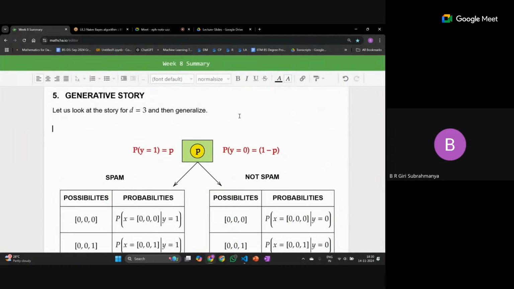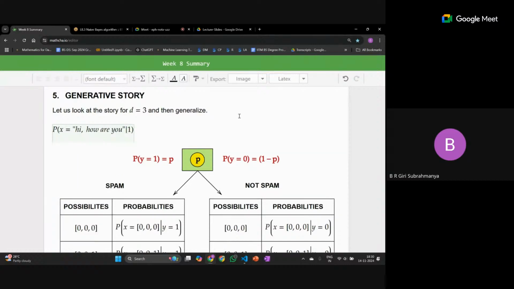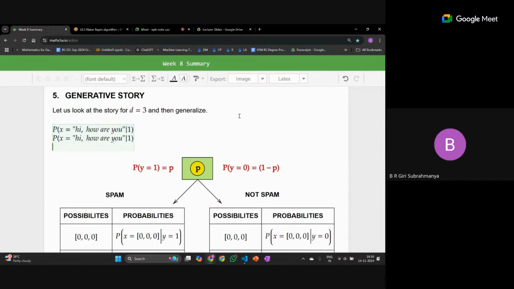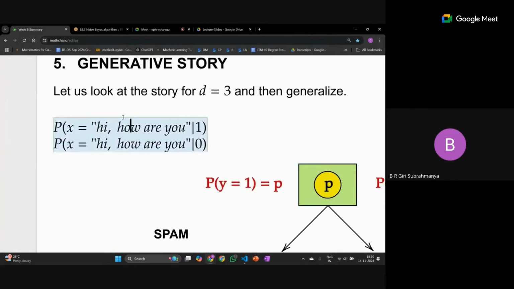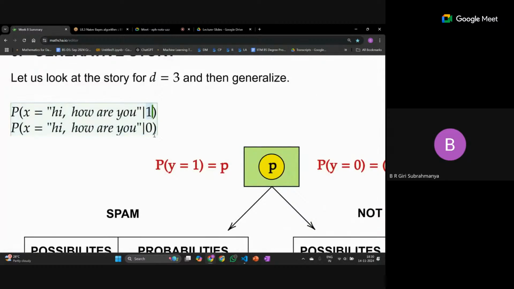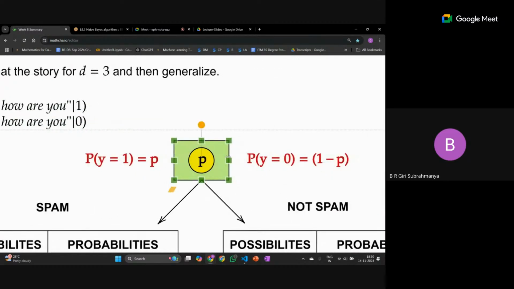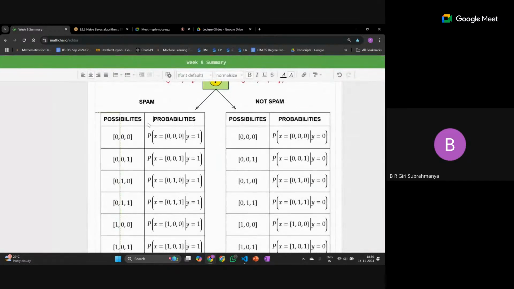So what we are trying to model is the probability that X, the email, is equal to "hi, how are you?", given that it's a spam, and we are also going to model the same given that it's not a spam. These are the two things which we are going to model here. Whether it's going to be 1 or 0 will be decided by the coin flip. Once you have decided that, you will model this. So this is the generative model.